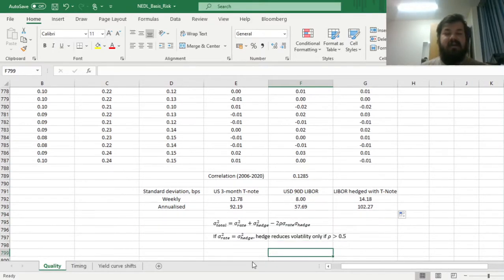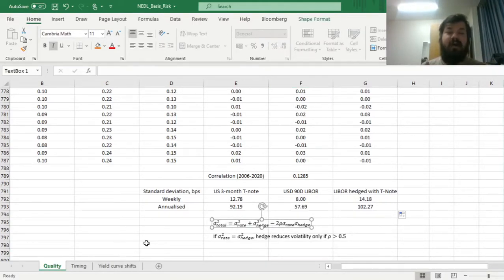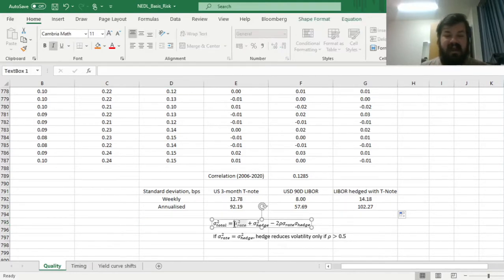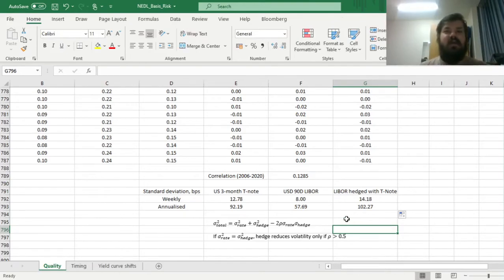Well, here we need to look at this formula that demonstrates how to calculate the variance of a difference of two random variables. And that's what we do in a hedge ultimately, as we have our final exposure being the difference between the initial position, here it is a 90 days LIBOR, and the hedge that we use, here it is the 3-month Treasury note yield. So our volatility in total, our variance in total to be precise, would be the sum of variances minus two correlations times the product of volatilities of those two series.